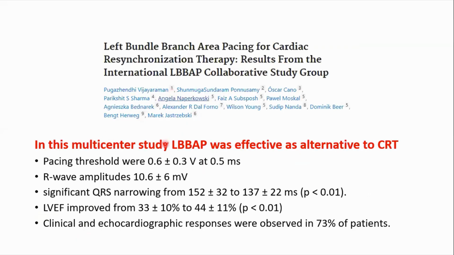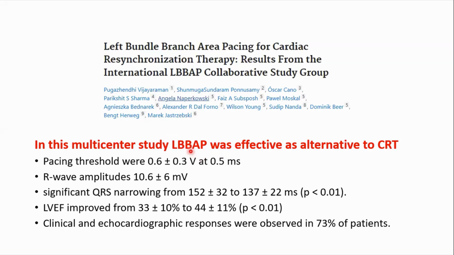This is a multi-center study of the left bundle branch area pacing, and it proves that left bundle area pacing is an effective alternative to CRT. The evidence on CRT in heart failure is broad and well established. The evidence on conduction system pacing in heart failure is still growing, but the initial data are promising. Still, CRT is the first option.